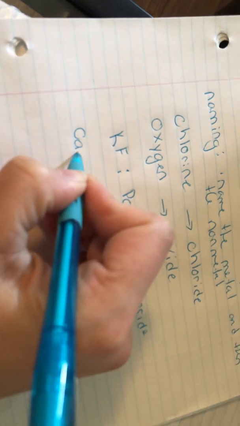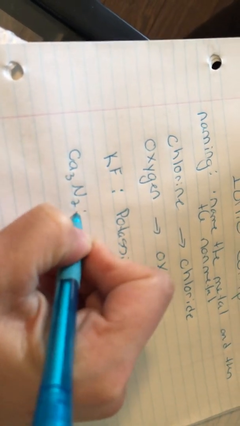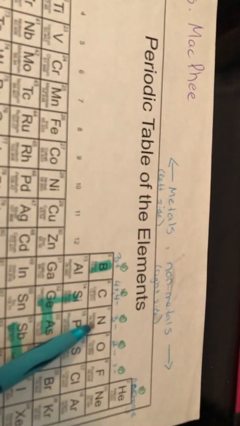Another example. So if I have this, Ca3N2, so Ca is calcium, and then N is nitrogen. So we put them together, and it becomes calcium nitride. Again, changing nitrogen into nitride.